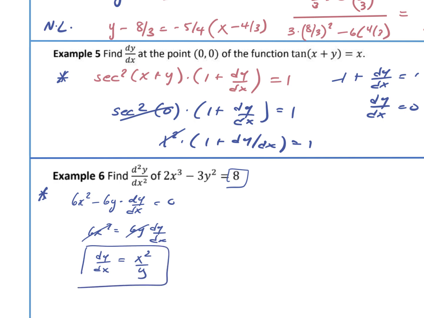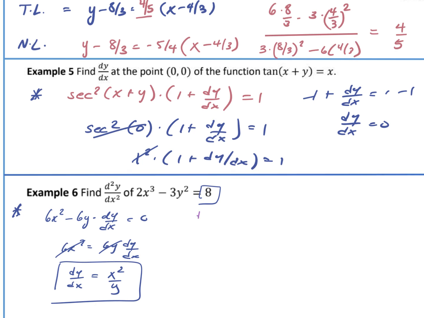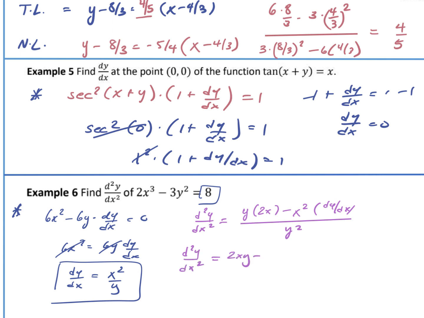Now I'm going to take the second derivative. So d squared y over dx squared is going to be low d high minus high d low, which again is my dy/dx, and then all over the bottom squared. So y squared. So if I simplify this a little bit, we're going to get d squared y/dx squared equals (2xy minus x squared dy/dx) all over y squared. Oops.